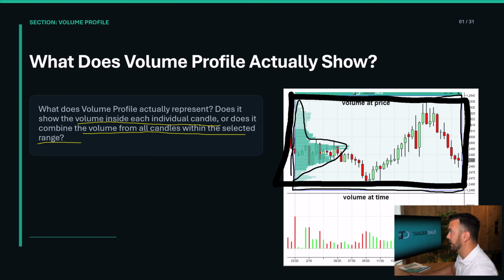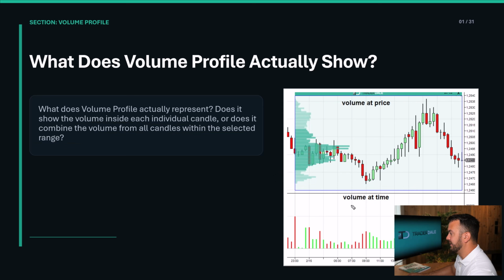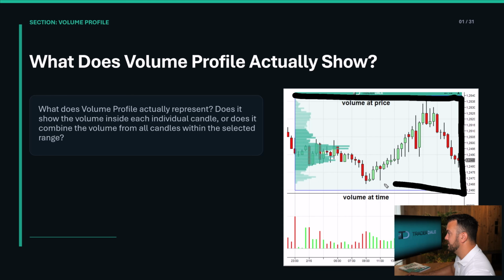That's the volume profile. Below it is the standard volume indicator, which shows how big the volumes were inside each candle, right? So inside this candle, there were those volumes traded and so on. All right, so compared to the volume at time, the standard volume indicator, volume profile shows how the volumes are distributed in the whole selected area.